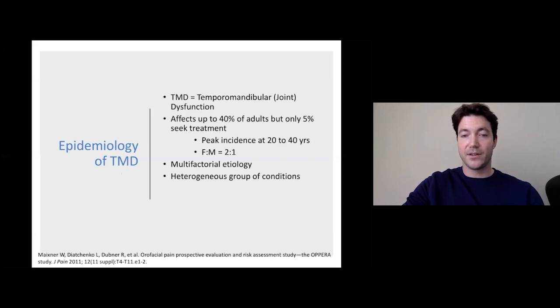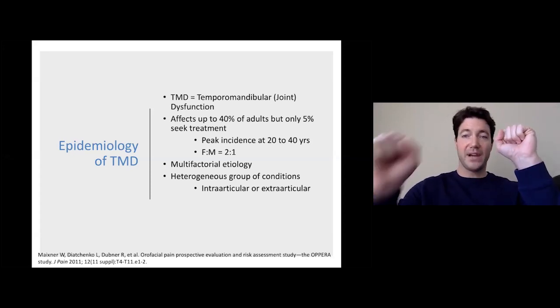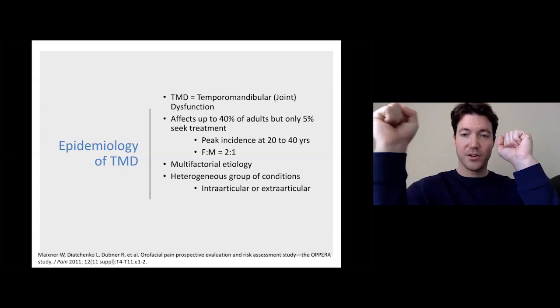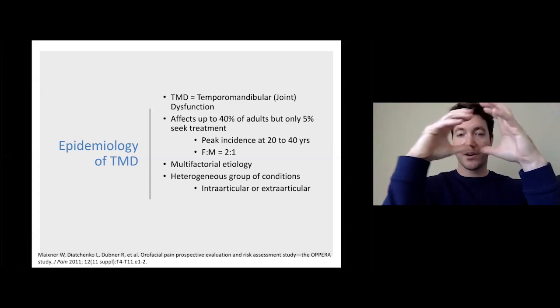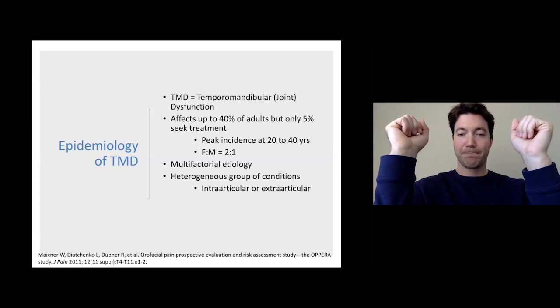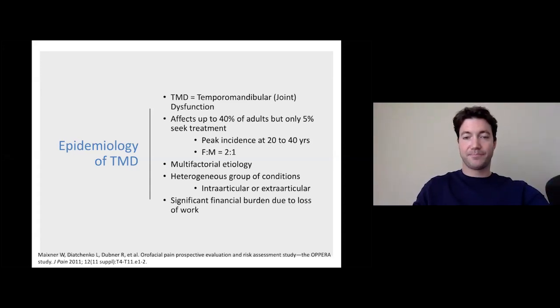And again, it's a heterogeneous group of conditions, and we'll go over those. But really the biggest thing is you have two categories, the extraarticular and the intraarticular. And really that's as simple as it needs to be, or as complicated as it needs to be. You have those things going on within the joint, and then everything else is the extraarticular. And so we'll talk about that.